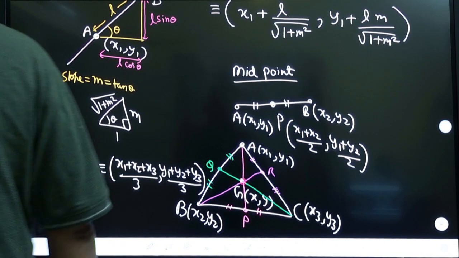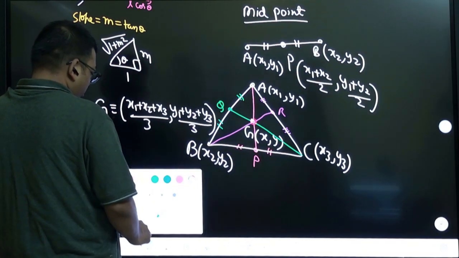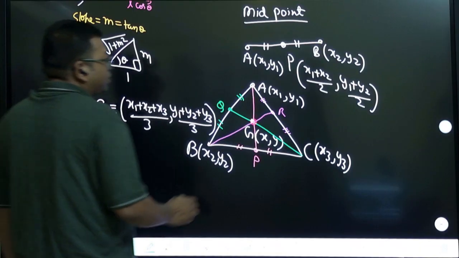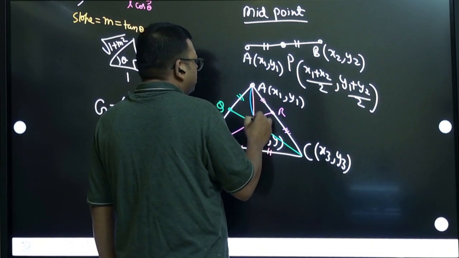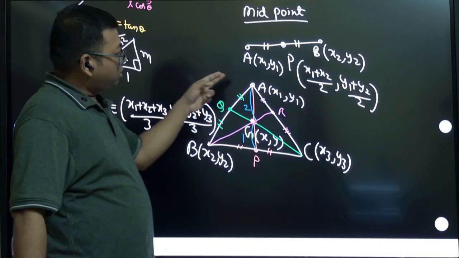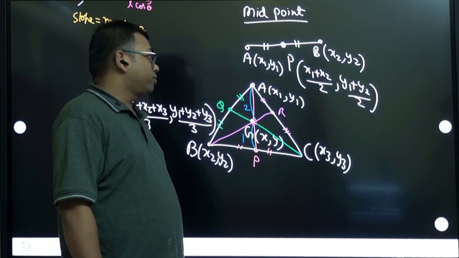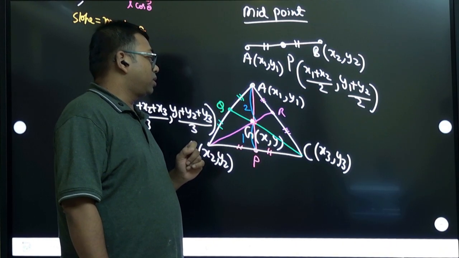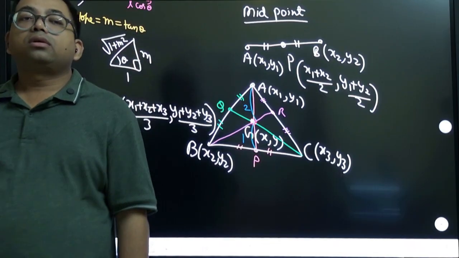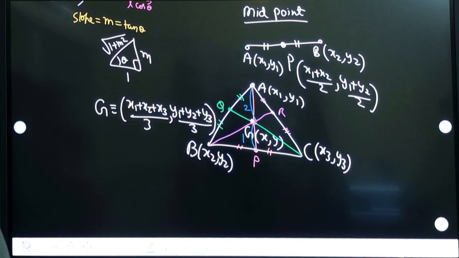Also, one important idea to note is that the centroid divides the median in the ratio 2 is to 1. Very important idea. AG by GP, this ratio is 2 is to 1, that we should know. So centroid divides the median in the ratio 2 is to 1. Right. So these ideas are there. Then we can work out many questions on this, definitely.